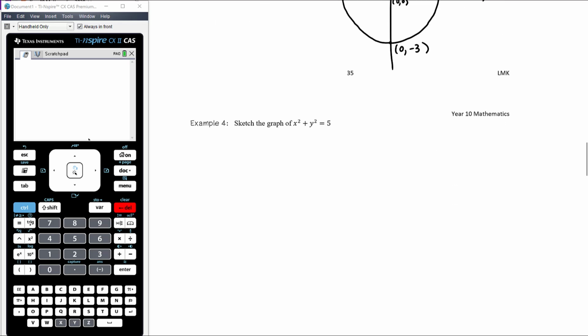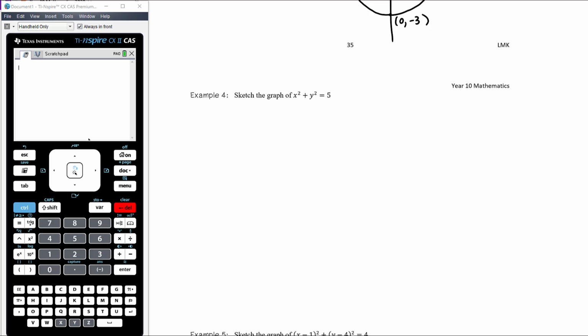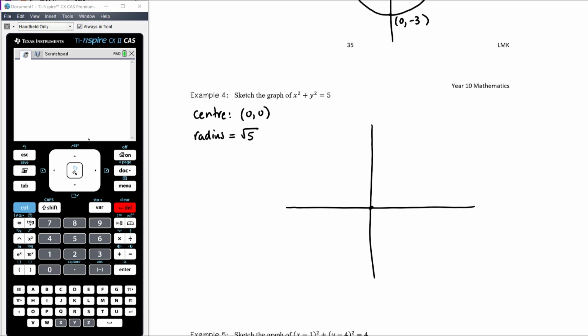Sketch the graph of x squared plus y squared equals 5. Okay, so again, we've got no translations. So the centre is still at 0, 0. The radius is clearly going to be the square root of 5. Okay, so root 4 is 2, root 9 is 3, so root 5 is just a bit more than 2. That doesn't really matter. Still just going to draw in a circle. Okay, origin, try and mark 4 points that are all equidistant away from that origin. Join them up with quarter circles.